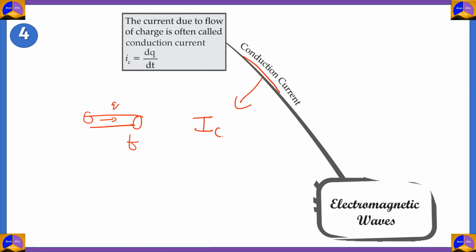Conduction current is represented as IC. And the formula for IC is dq by dt, where dq is the change in charge divided by dt, the change in time. Since the values are infinitesimally small, we use differentiation to get this formula. So IC is equal to dq divided by dt. Now this kind of current was the one which we studied in the third chapter, current electricity. And for a long time, the definition of current in general was the definition given to conduction current.